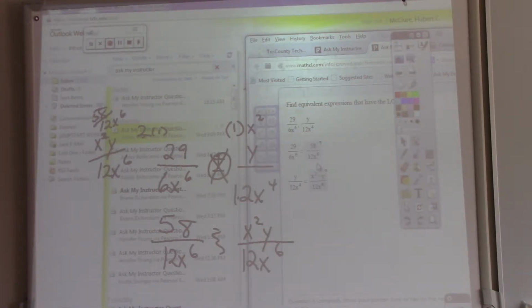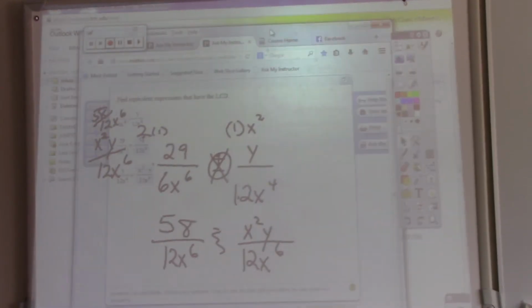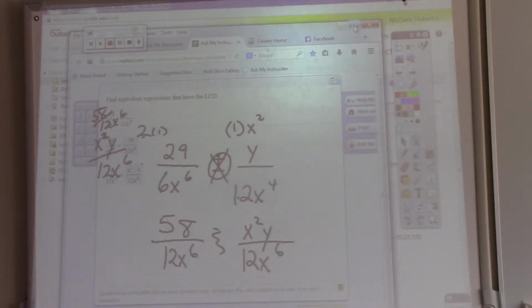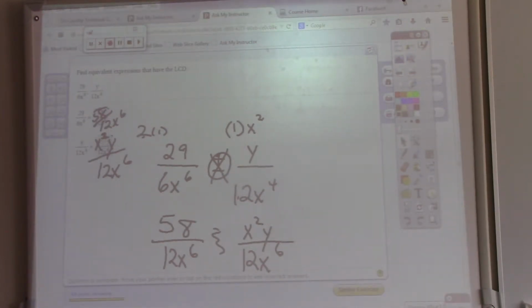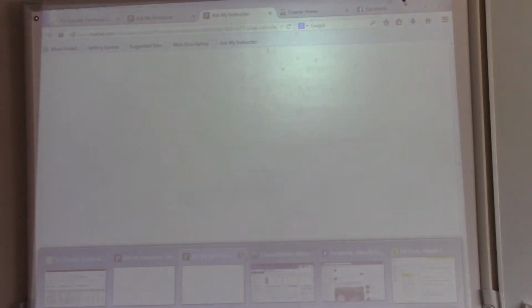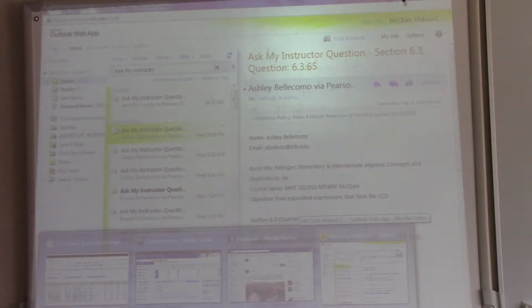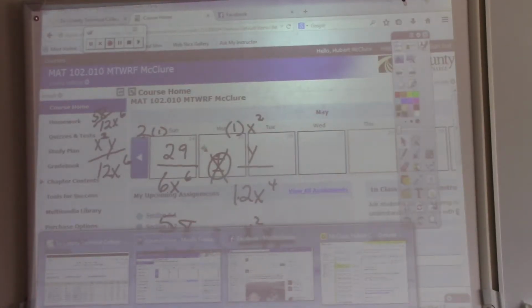They got 58 over 12x to the 6th and x squared y times 12x to the 6th. So just treat it like a plus or minus and do it that way. But I won't put one of these on the test. Yeah, those were dumb. They're setting it up as a drill is what they're doing. I just don't like them. It'd be good for you to do a worksheet of them, but I wouldn't give them as homework.